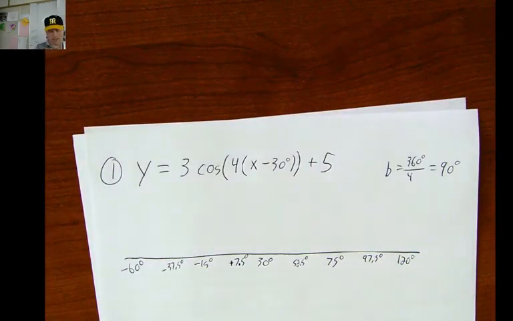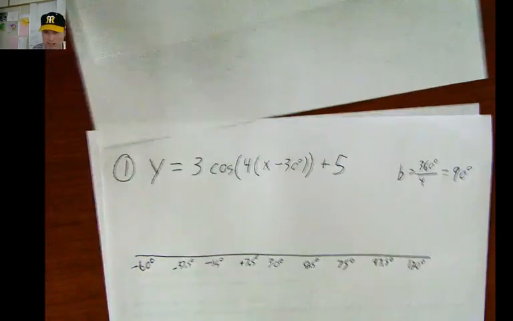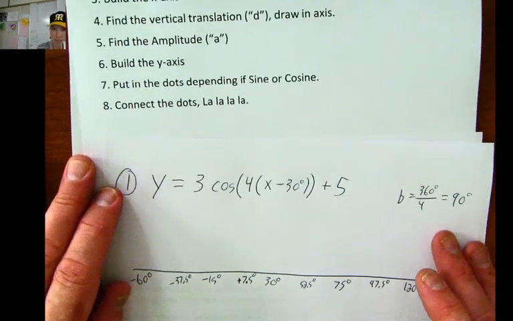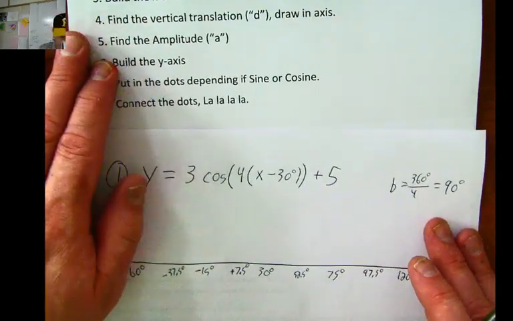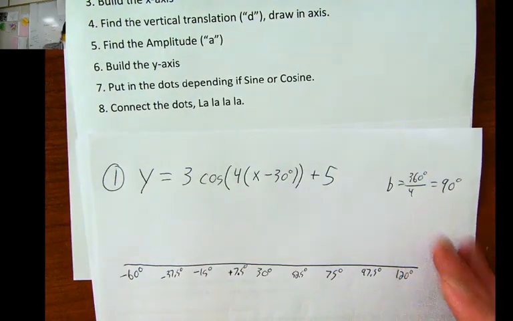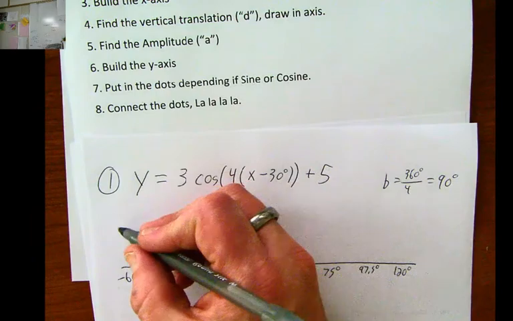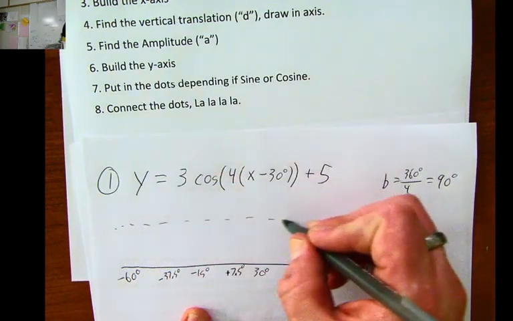Now the second half of the problem. I always feel like the x-axis is half the work, just getting that built. Step 4, the vertical translation. It's at positive 5, and if this is at 0, that means that my axis is going to go here.